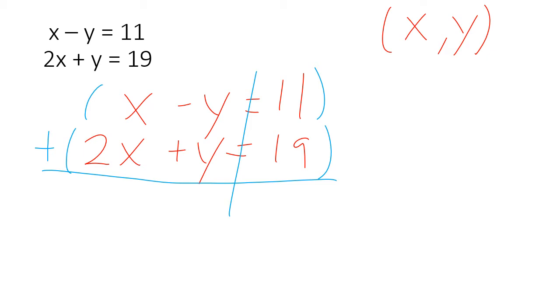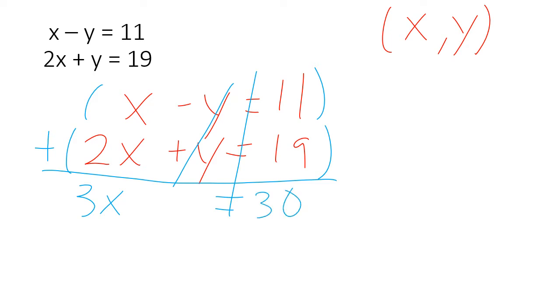So it might seem like you're adding different things to different sides, but 2x plus y is the same value as 19, which means you're adding the equivalent of 19 to both sides, or the equivalent of 2x plus y to both sides. This is why it works. So let's get started. x plus 2x is going to be 3x. Negative y and positive y added together becomes 0. 11 plus 19, that's going to be 30.